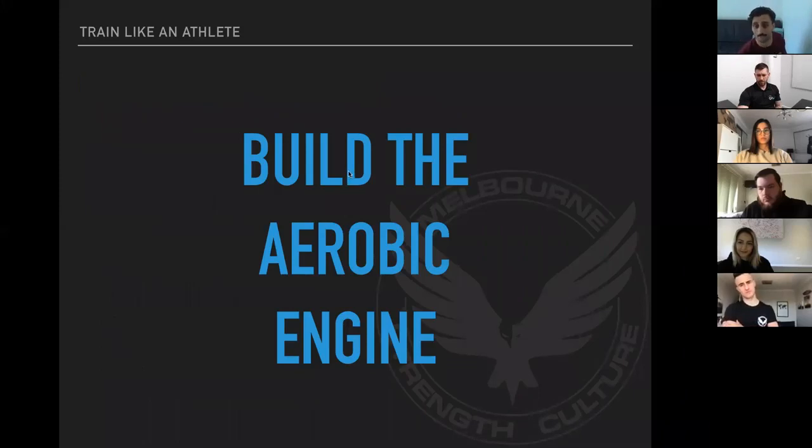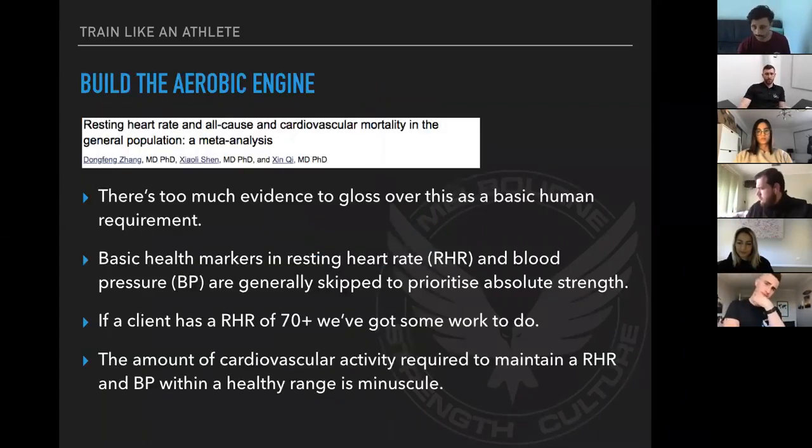All right, build the aerobic engine. Now, this is something that I value very highly. And if you're going to improve someone's subjective experience of their day-to-day life, building their aerobic engine is mega important. Okay. And we'll go into that a bit more on the next slide. But this is something that I think is shocking to say the least.